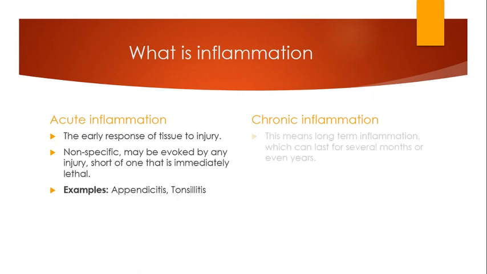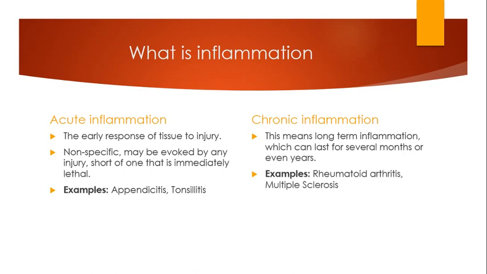When inflammation lasts longer than 6 months, it is called chronic inflammation. Examples are rheumatoid arthritis and multiple sclerosis.